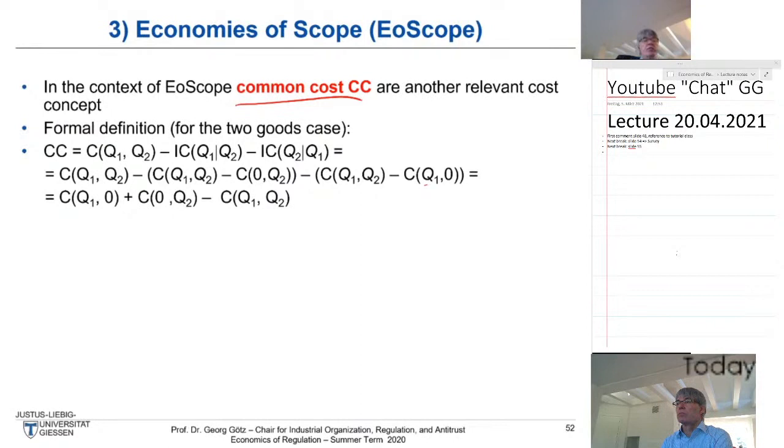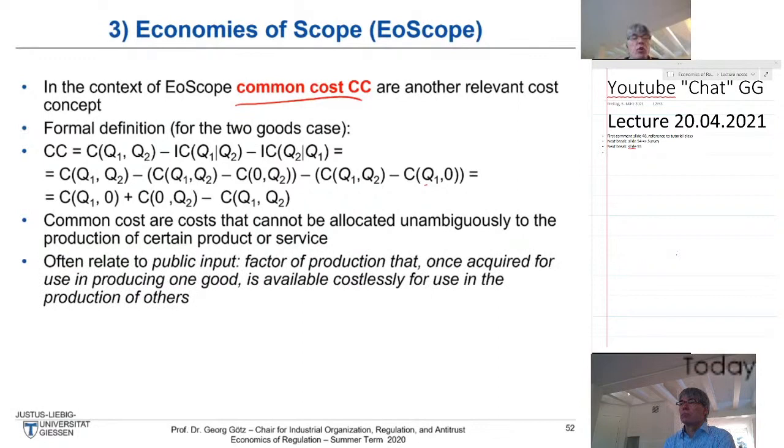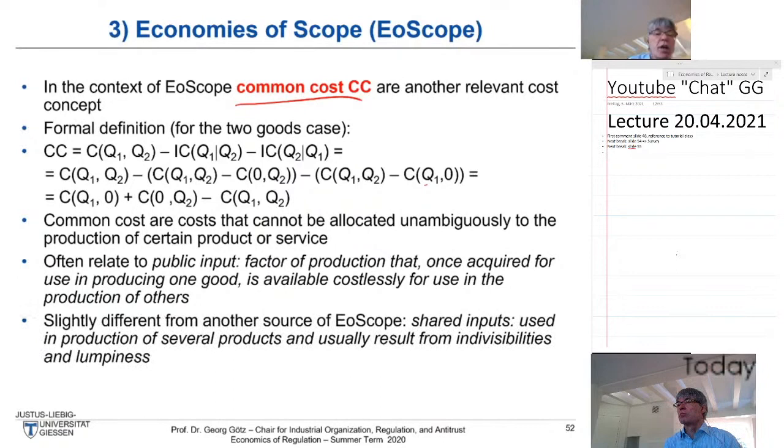The point is, and I think this is what we explain here, the common costs are the costs that cannot be allocated unambiguously to the production of a certain product or service. Just think of cars. Typically, all these cars have the same engine in it. So you commonly develop one engine for, say, 10 different models of car. This is then like a shared input, or actually this is more like a public input. Well, it's a good discussion, but with the engine, it actually would be a public input.